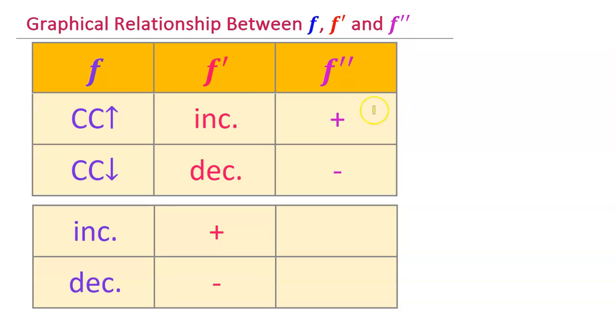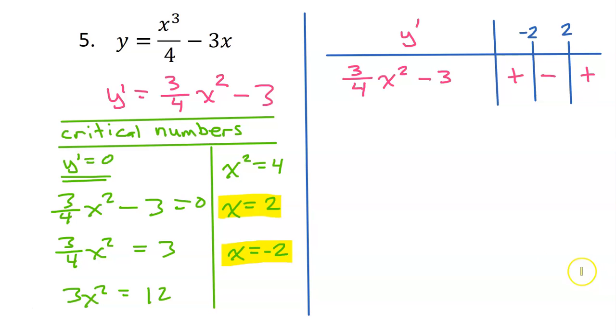We have long ago memorized the graphical relationship between f, f prime, and f double prime. Right now, focus on this bottom part of the chart. We know that if f prime is positive, then f itself is increasing. If f prime is negative, f is decreasing. That tells us that in the first interval, the function is increasing. And in the second interval, it's decreasing. In the third interval, it is increasing again.